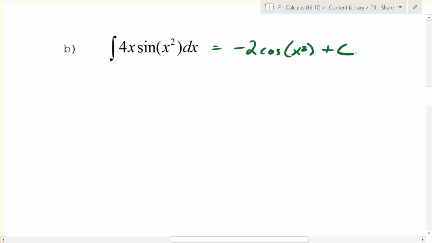Now, why is there a negative on the outside? Because of the antiderivative of sine. The antiderivative of sine is negative cosine, right? And why is there a 2 out front? Because when you do the chain rule, you get 2x. Yeah, 2x, not 4x. So you want to turn 2x into 4x, so you multiply it by 2.